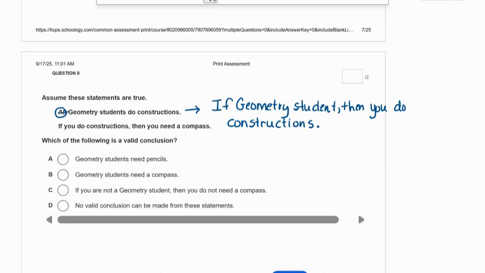Okay, so I've rewritten that in if-then form. Geometry student is P, the hypothesis. You do constructions is Q, the conclusion. All right, the second sentence says, if you do constructions, that repeats Q, the conclusion. Then you need a compass. You need a compass would be a brand new R. So if we label everything, we have P, Q, then down here we have Q, R. The Q's are going to cancel each other out.